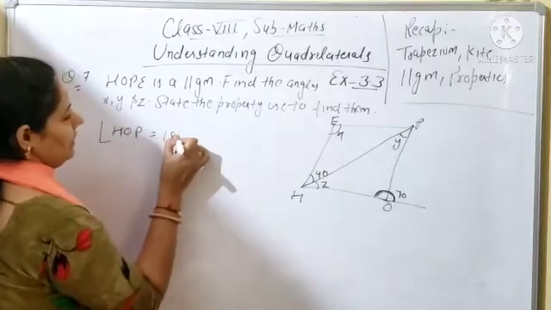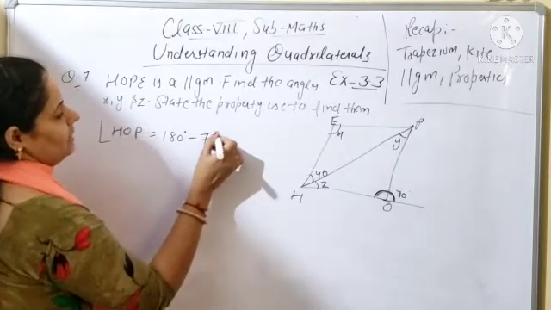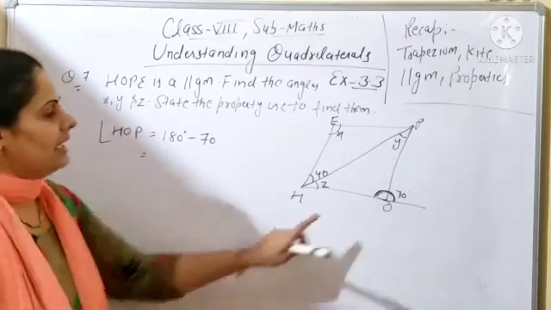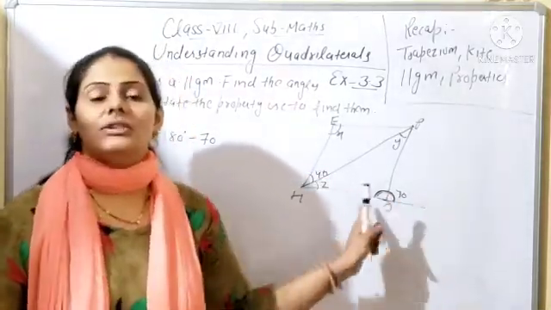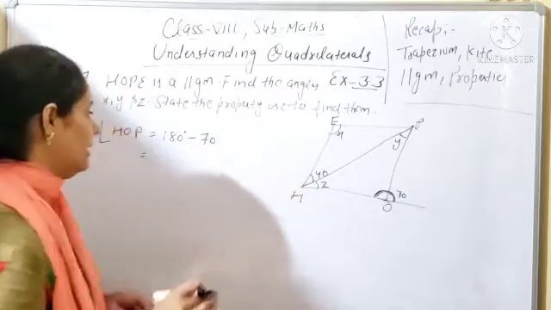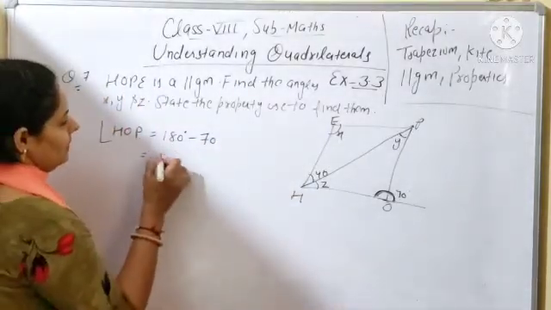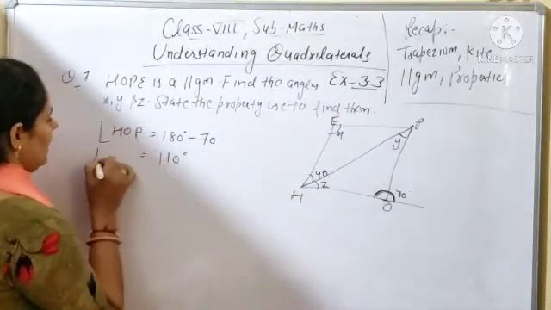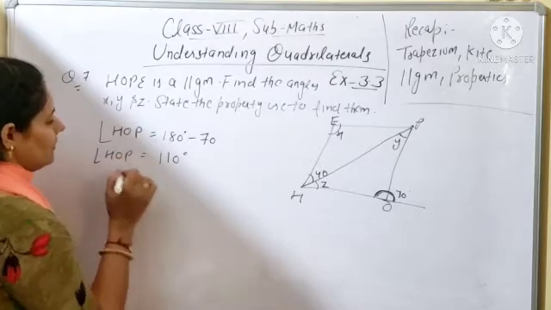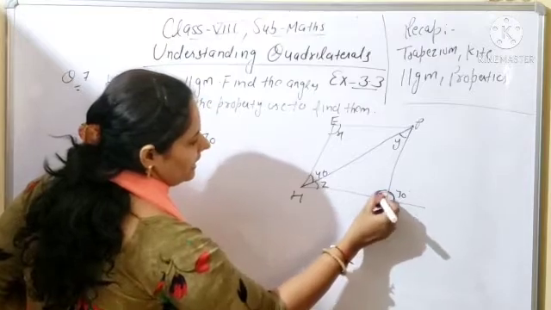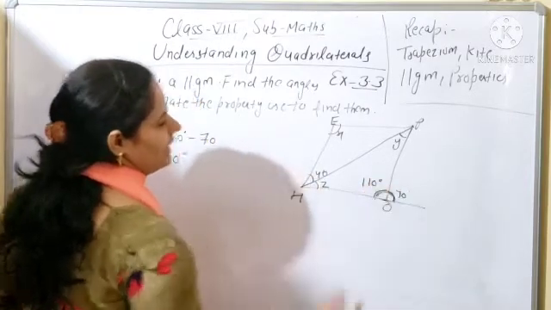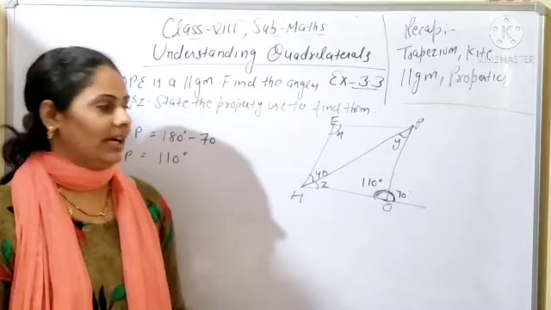So you can say 180 minus 70 degrees. What will be the angle? Interior plus exterior sum will be equal to 180. Exterior is given as 70 degrees. So what will be the interior angle? 180 minus 70, beta. So 180 minus 70, you will get 110. So you are getting the angle HOP, this one angle. What are you getting here? 110. 180 minus 70, so you are getting 110.